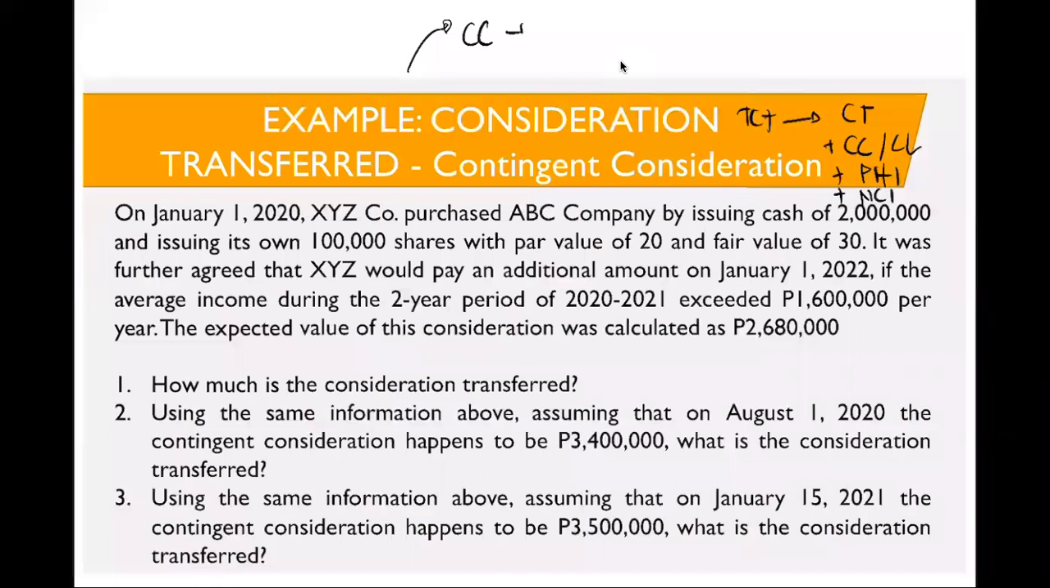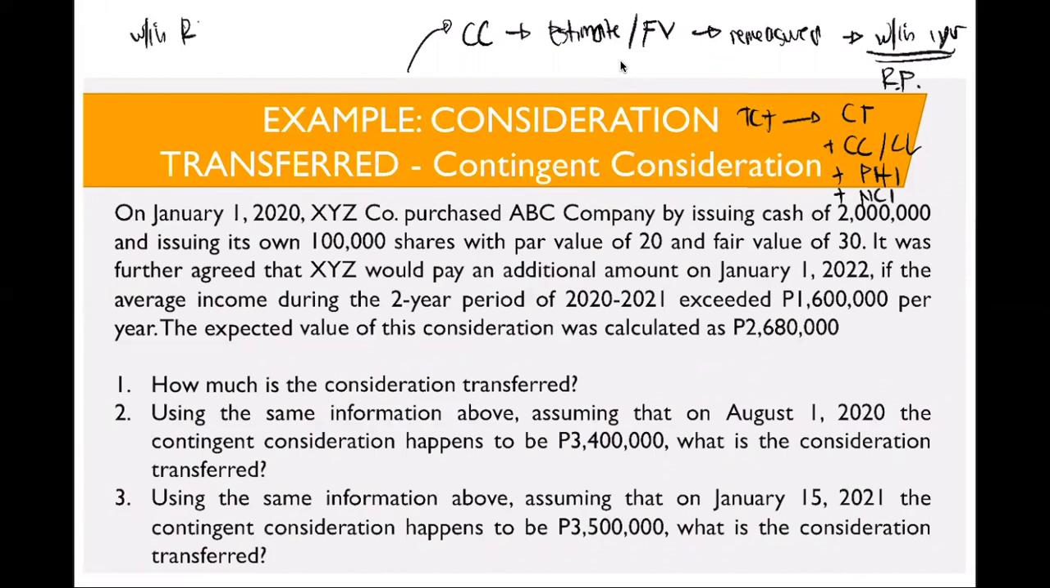So we go back to what we have learned in your contingent consideration. Your contingent consideration should be measured at its estimate or fair value. Further, this estimate or fair value should be remeasured. So when do we remeasure this estimate or fair value? We remeasure it within 1 year. This within 1 year is known as your remeasurement period. So if it is within the remeasurement period, it affects your goodwill or gain on bargain purchase.